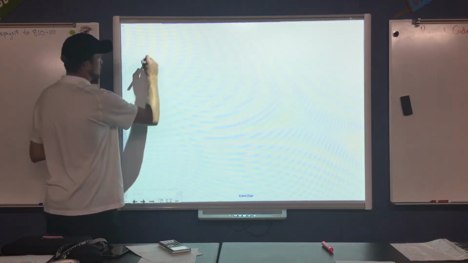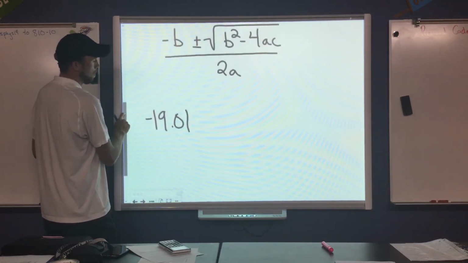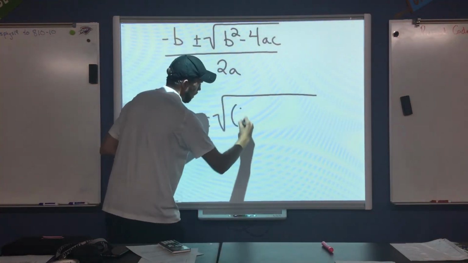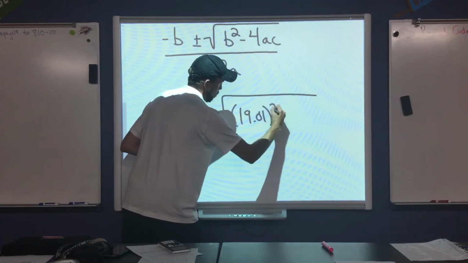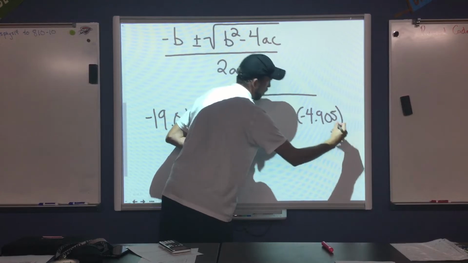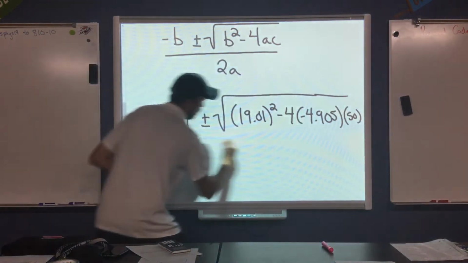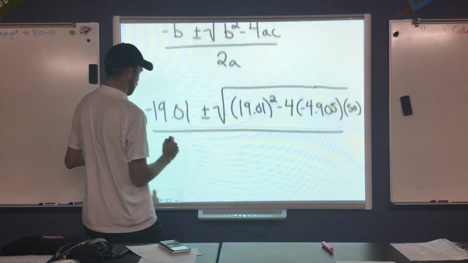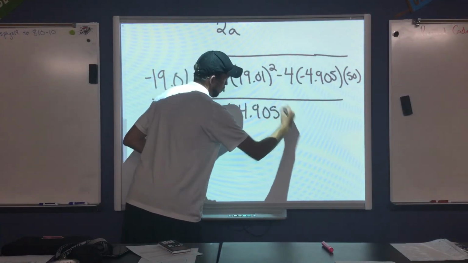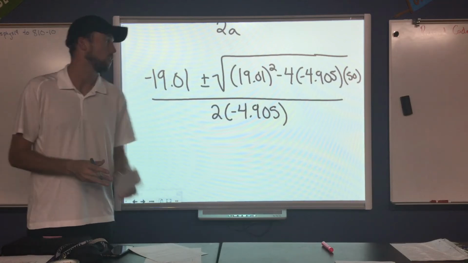X equals negative b, so negative 19.01. Scroll up so we can see it. Plus or minus the square root of b squared, so 19.01 squared minus 4 times a, which is negative 4.905 times 50, all divided by, well, 2 times a, which is negative 4.905. Now again, we're not required to do this, but we can solve it this way if we would like to.